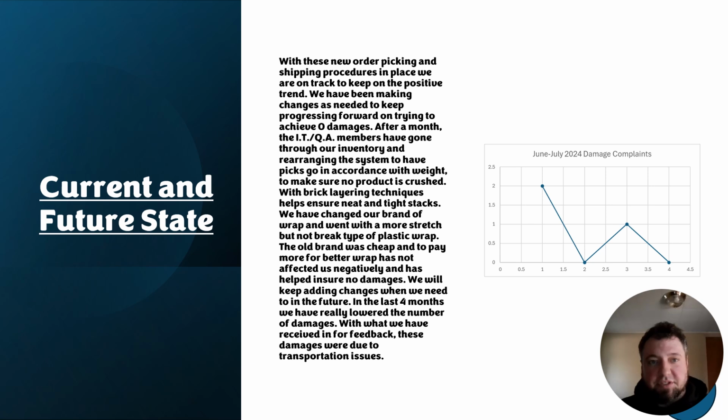For our current and future state, with new order picking and shipping procedures we've put in place, we want to keep on track of the positive trend. We are making the changes and adjustments as needed. Obviously, the quicker things we were able to do, we were able to implement faster. Changing the order from heaviest to lightest took a little while with IT and QA to switch those things around in the system. But after some trial and error, everything has smoothed out, and as you can see, our damage complaints have dropped.